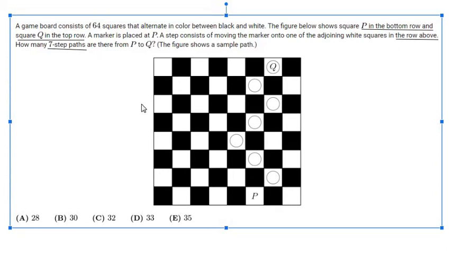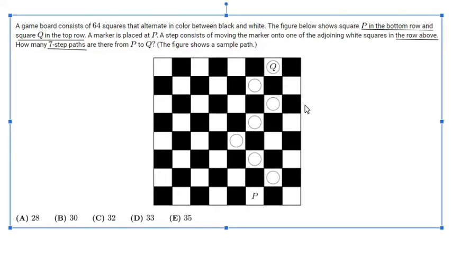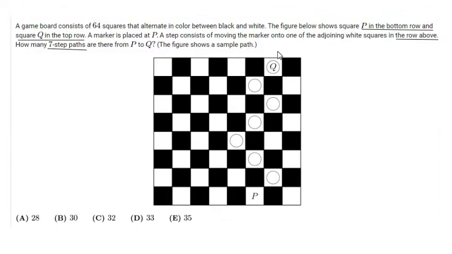Today we will be taking a look at AMC 8 2020 problem number 21. This problem stumped many students this year. So the problem reads: a game board consists of 64 squares that alternate in color between black and white. The figure below shows square P in the bottom row and square Q in the top row. A marker is placed at P. A step consists of moving the marker onto one of the adjoining white squares in the row above. How many 7-step paths are there from P to Q?